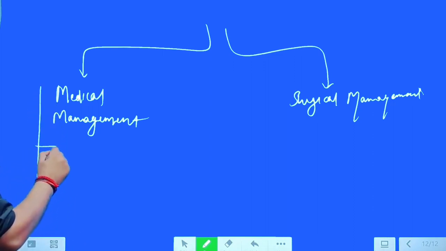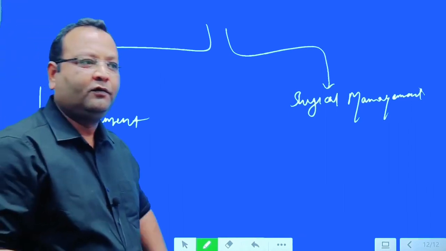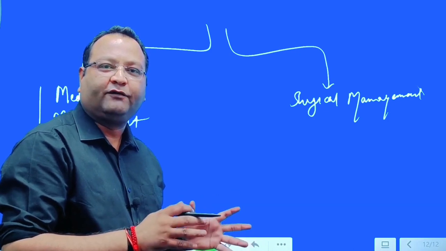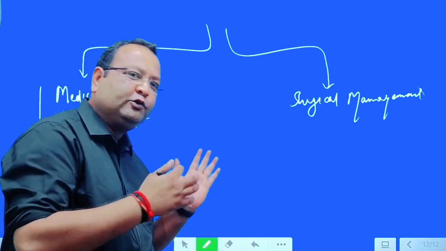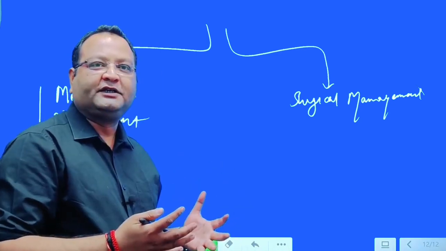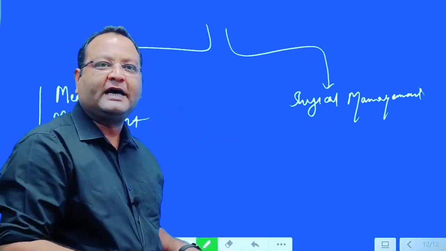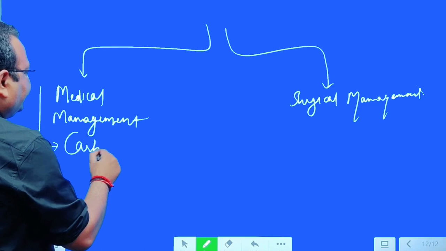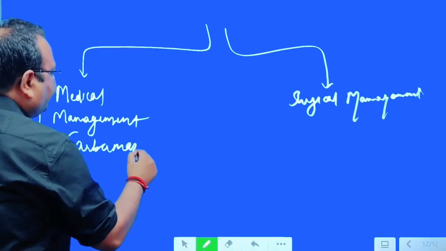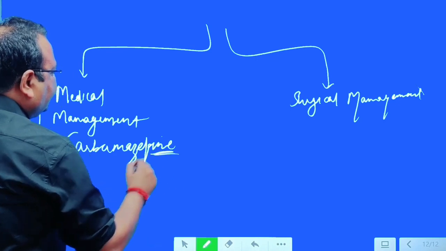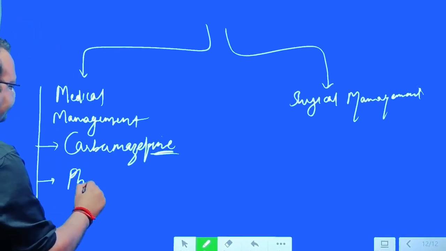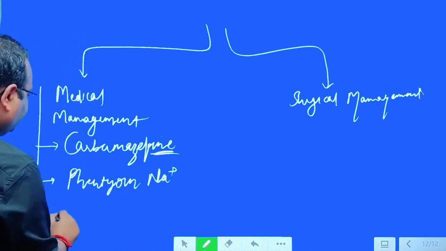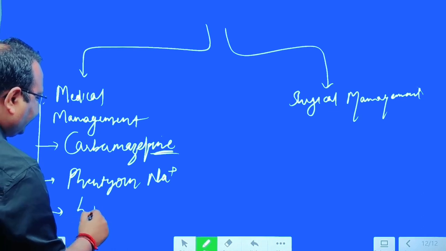In medical management, we have certain drugs which will block the development of the hyperexcitable state of the nerve. Or we can say that by the use of these drugs, we can suppress the excessive action potential which is developed because of the irritation. The most common drug used in the management is carbamazepine. We can also use phenytoin sodium. Now we can also use lamotrigine.